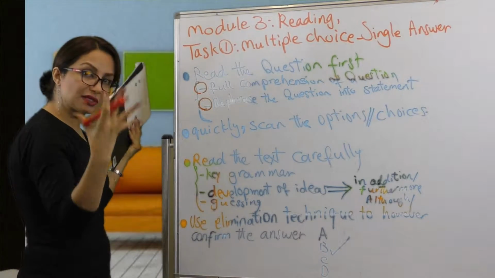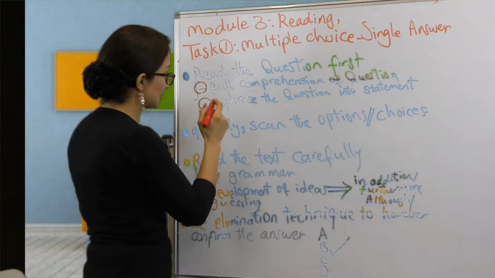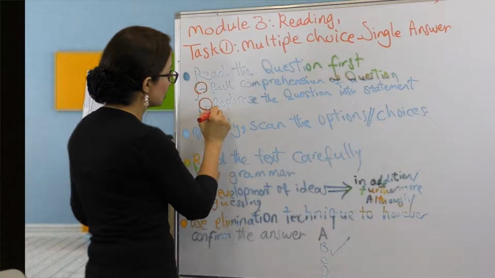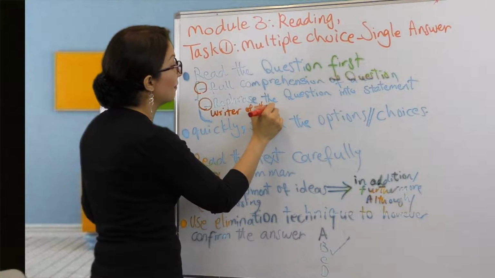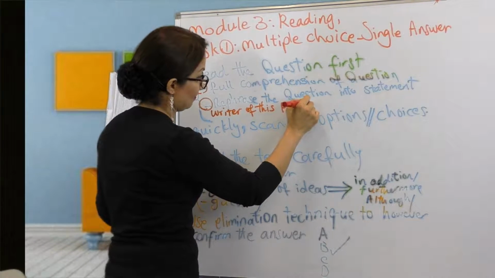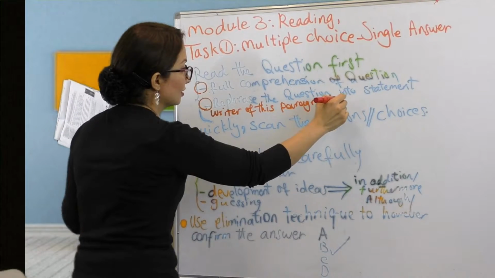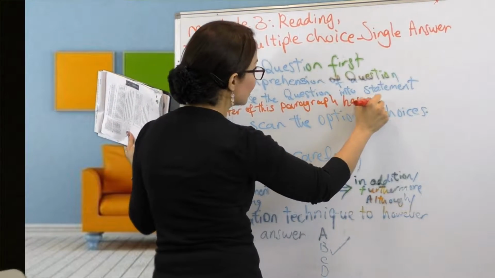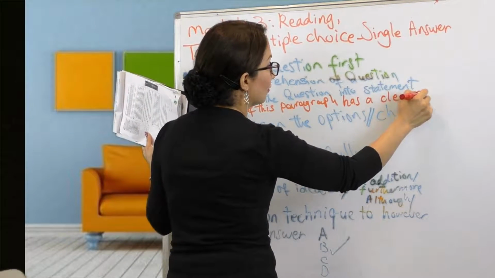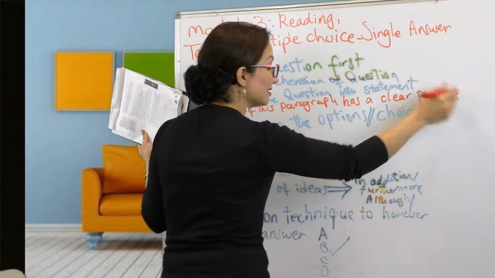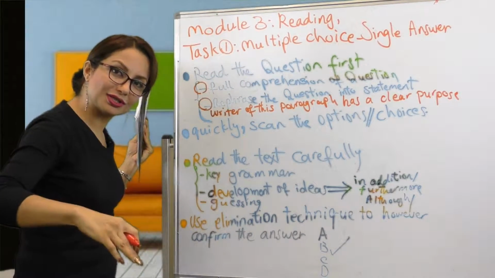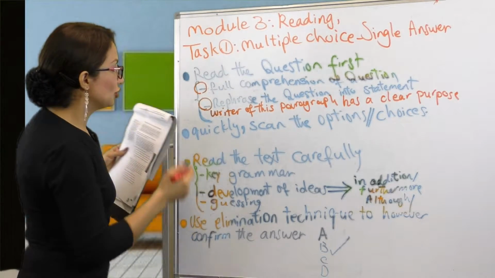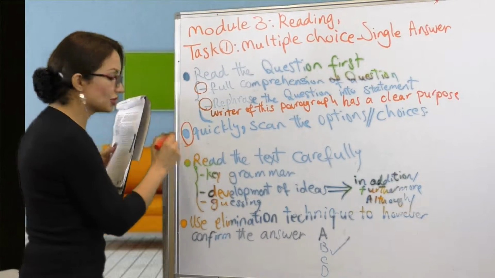So, rephrasing this question into a statement, we can say the writer of this paragraph has a clear purpose, which is... now we need to answer, which is what? Okay? Quickly scan the options or the choices.